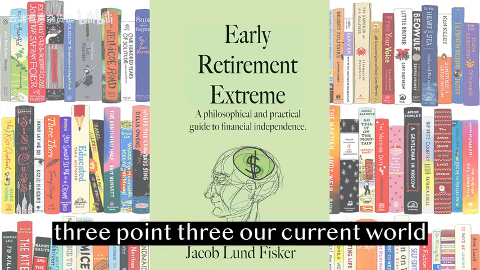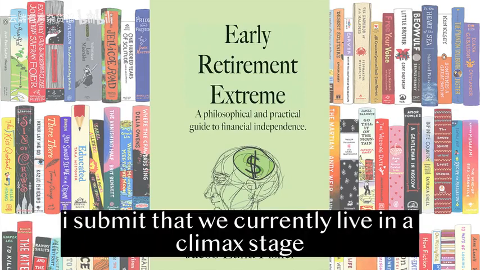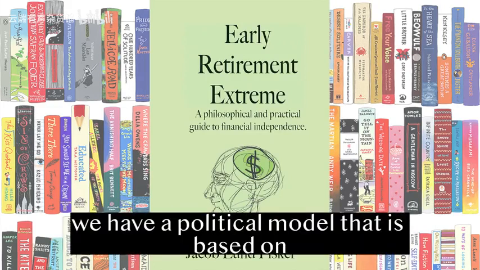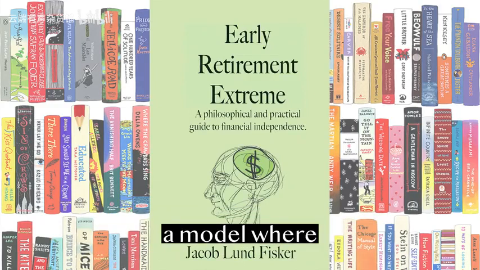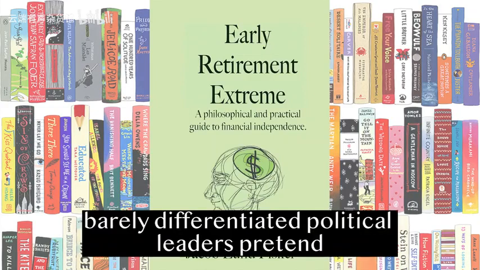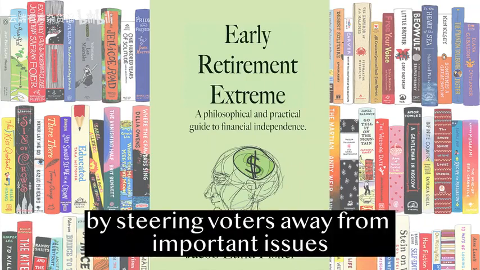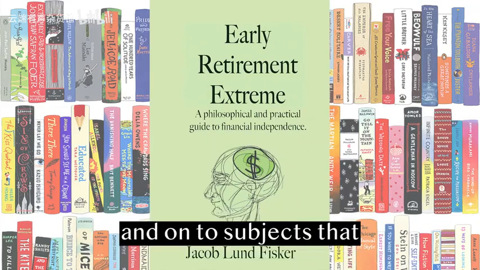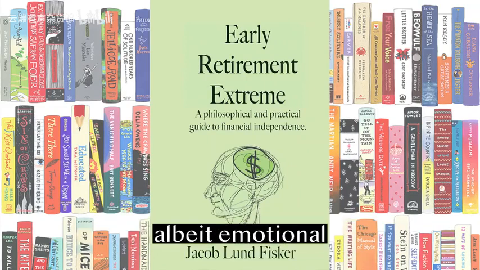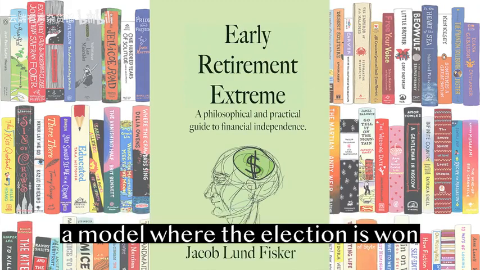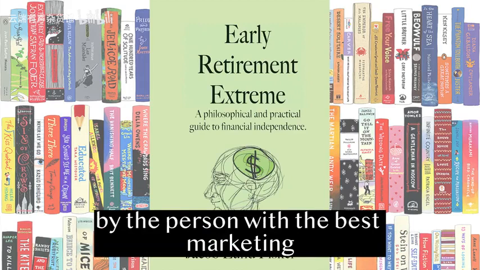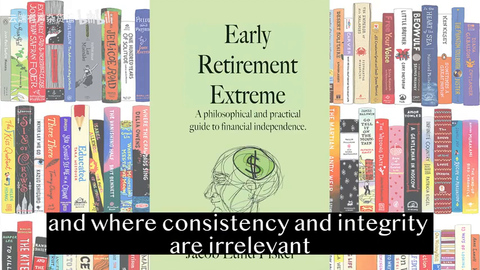3.3. Our current world. I submit that we currently live in a climax stage. We have a political model that is based on leading in the popular polls, a model where barely differentiated political leaders pretend to be different by steering voters away from important issues and onto subjects that, albeit emotional, are of little consequence to most people. A model where the election is won by the person with the best marketing and where consistency and integrity are irrelevant.